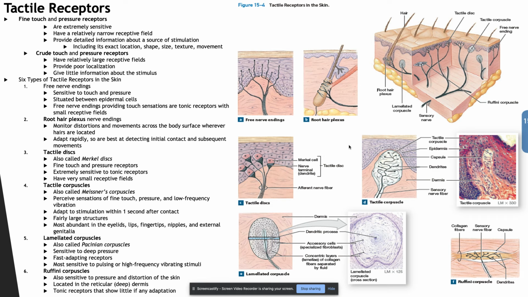Tactile corpuscles, or Meissner's corpuscles, give us sensations of fine touch, pressure, and low frequency vibration. They adapt to stimulation within a second or so after contact. Tactile corpuscles are fairly large structures that measure about 100 micrometers in length and 50 micrometers in width. These receptors are most abundant in the eyelids, the lips, the fingertips, the nipples, and the external genitalia. The dendrites are highly coiled and interwoven, and there are modified Schwann cells around them. A fibrous capsule surrounds the entire complex and anchors it within the dermis.